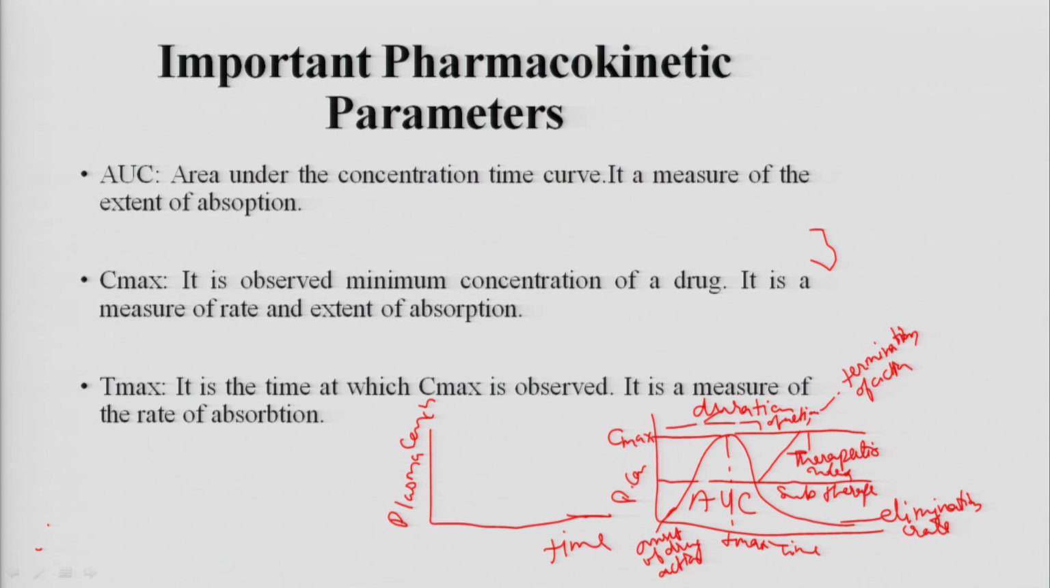AUC, as I told you, is the area under the concentration time curve. It is a measure of the extent of absorption. The area under the curve shows the extent of absorption. This means this area shows how much drug is absorbed in the body. Next, Cmax. Here it is maximum.